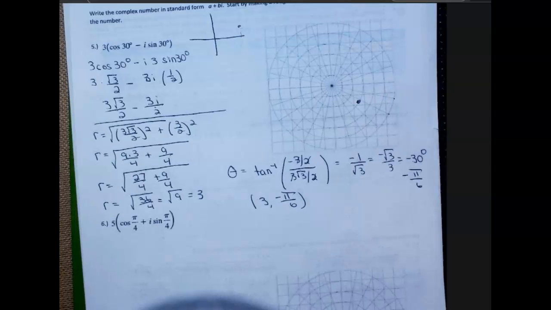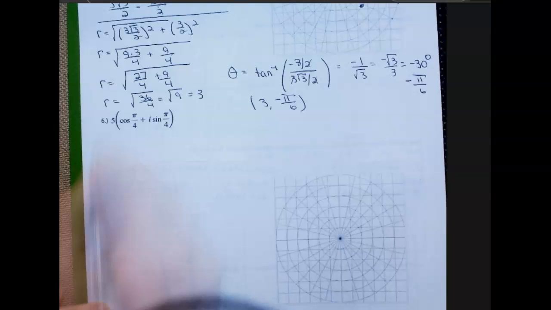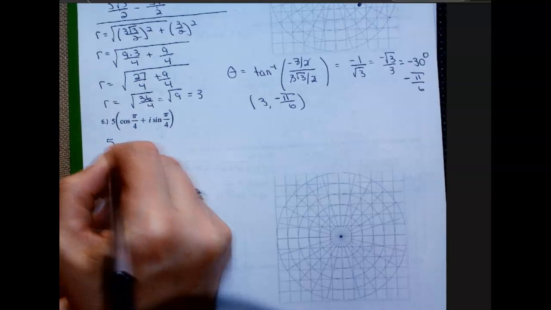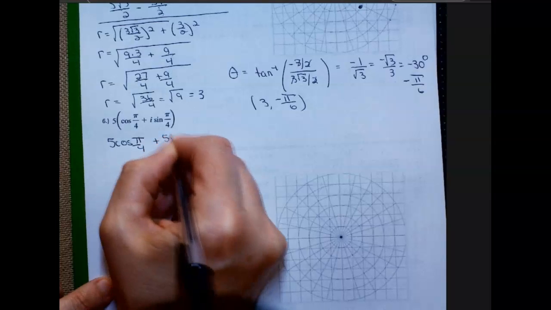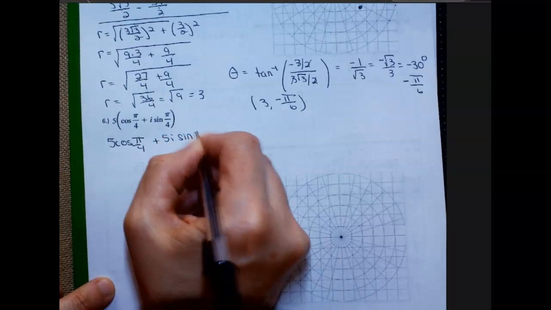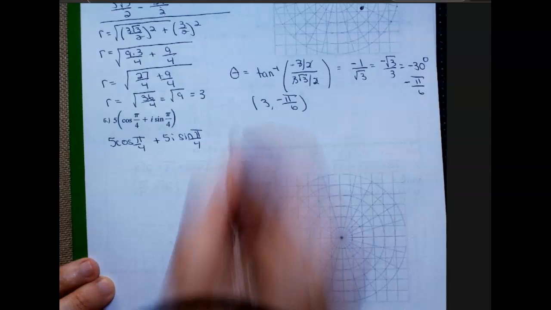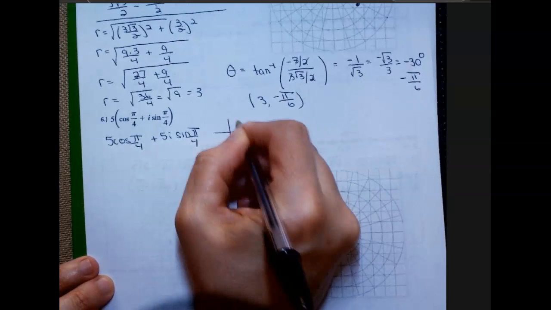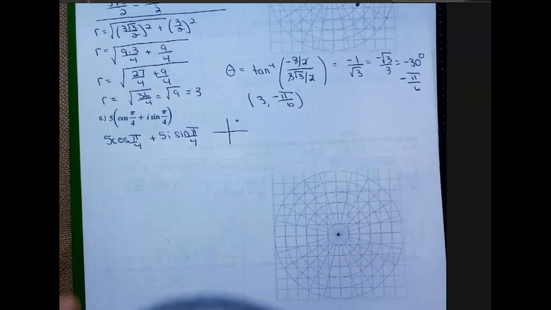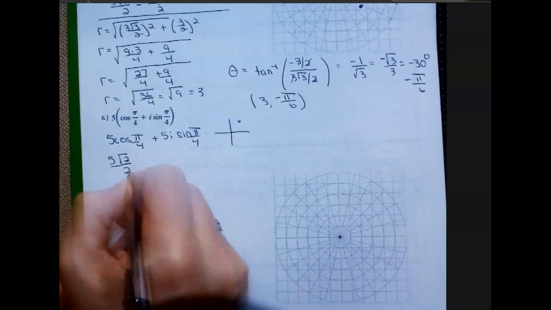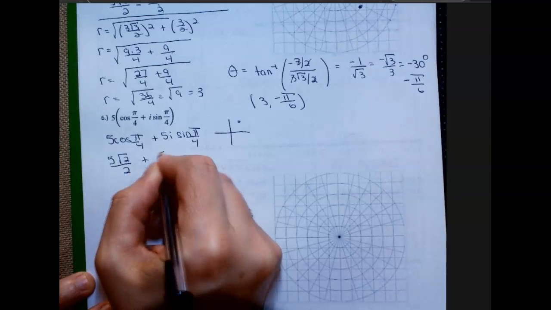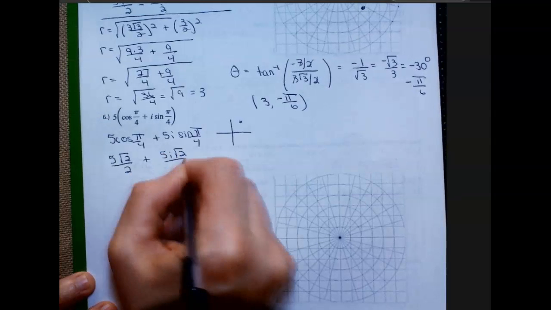Okay, we've got one more to take a look at. So again, we're going to distribute. We've got 5 cosine pi over 4 plus 5i sine of pi over 4. So pi over 4 is smack in the middle. The nice part about that, both of the coordinates are the same. So we've got 5 radical 2 over 2 plus 5i radical 2 over 2.